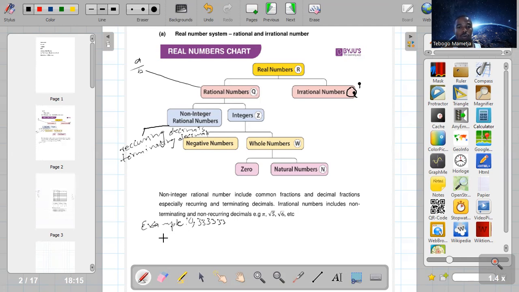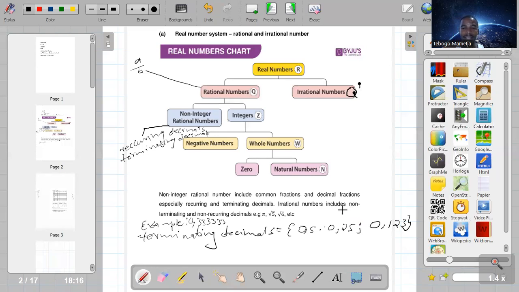So what do we talk of when we talk of terminating decimals? Examples of terminating decimals are numbers such as 0.5, 0.25, something like 0.123. We say these numbers are terminating decimals because they have a finite number of decimal places.